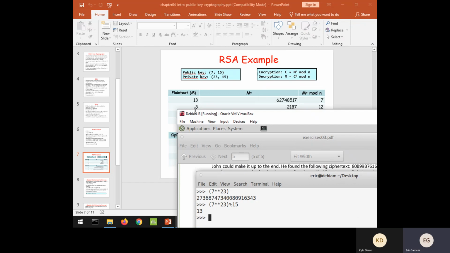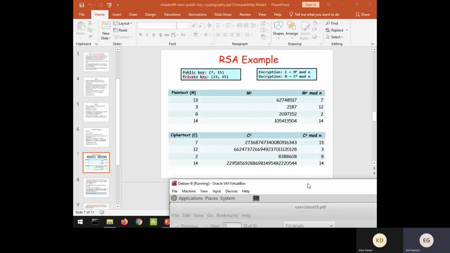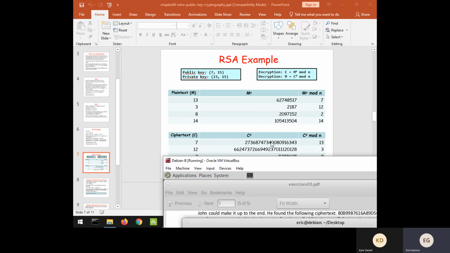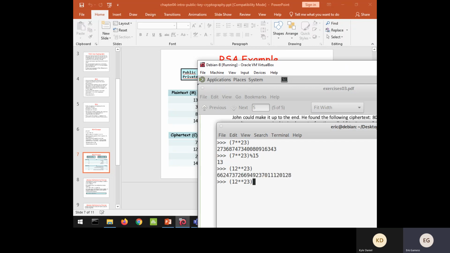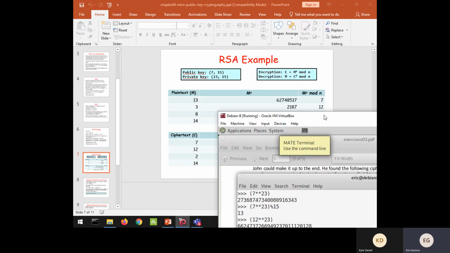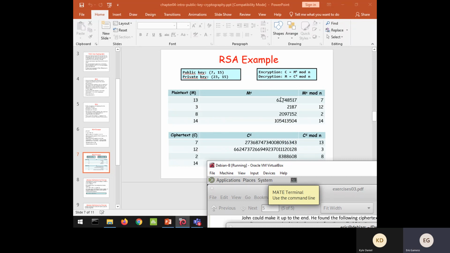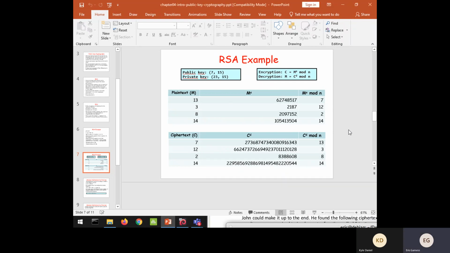Let's see another one. For example, here we went from the plain text 3 to 12 as a ciphertext. And now let's see that we will go from 12 to 3. So I have a ciphertext, which is 12. I'm going to elevate it to the power of d, the private exponent, which is 23. It's a big number. And I have to do that modulus n, the modulus. And it comes back to 3. So 3 went to 12 when I encrypt, and 12 goes back to 3 when I decrypt.